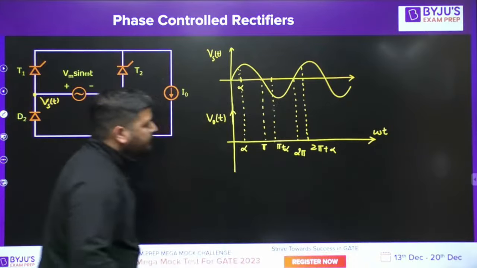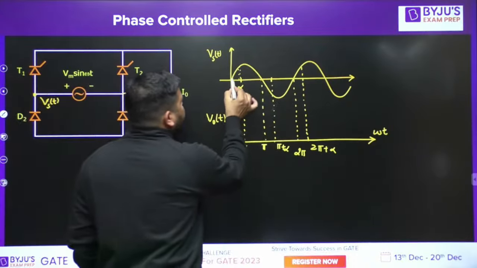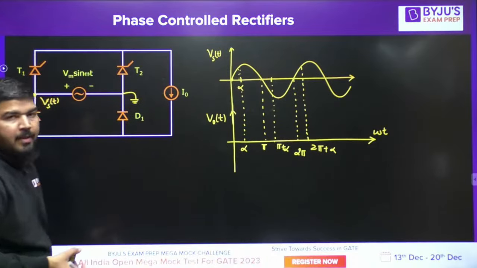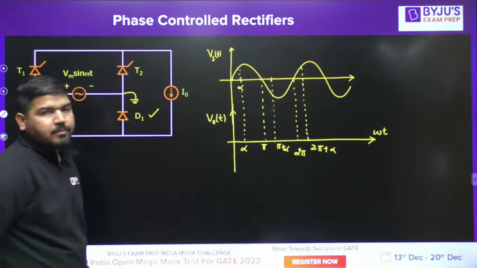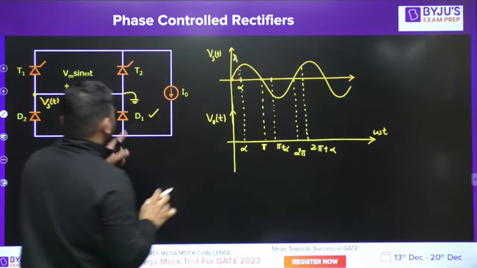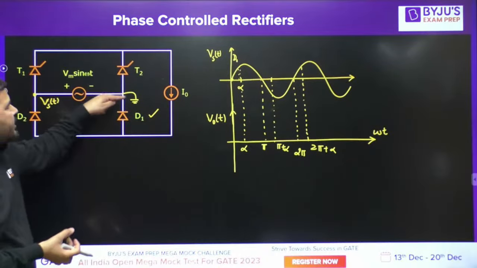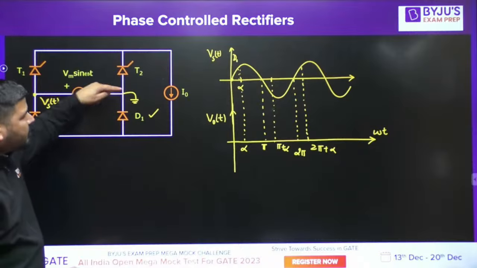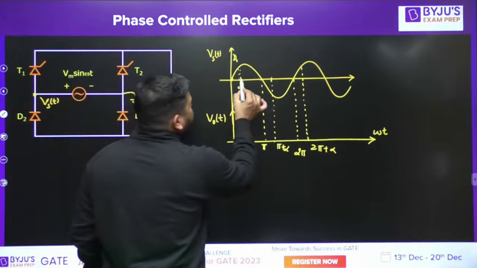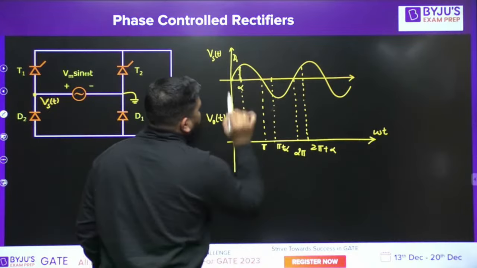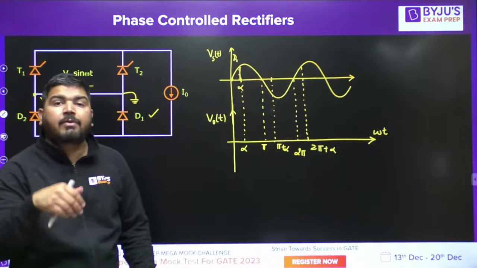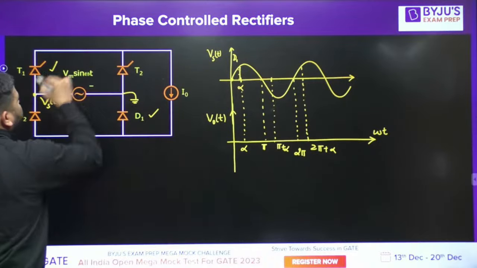Now let's see. We know that after 0, VST is positive. So D1 will conduct for sure. During this interval 0 to alpha, diode D1 is conducting, because this is positive, this is 0. The lowest voltage is 0. So the diode D1 will conduct. And T1 will start conducting after this point. If T1 is not conducting, because T1 will start conducting after alpha, it means T2 is conducting.